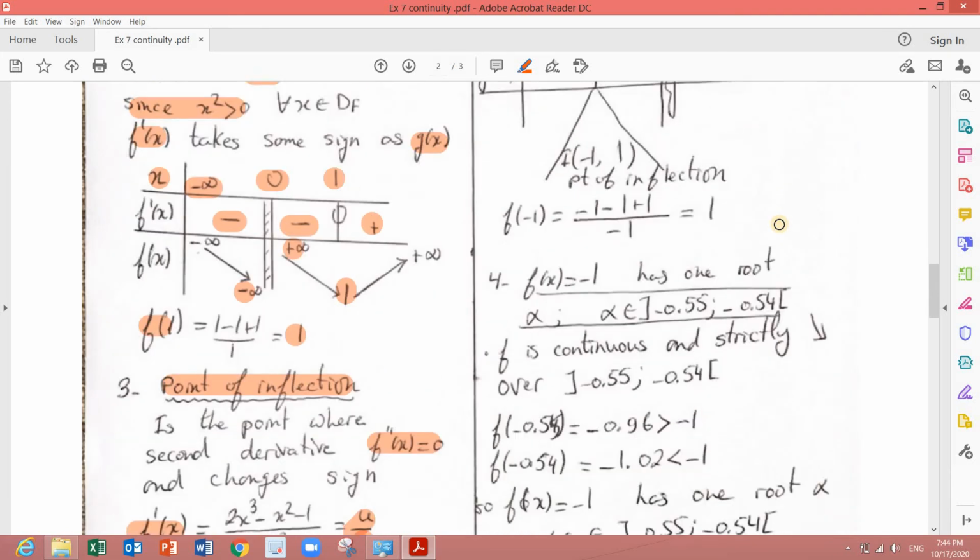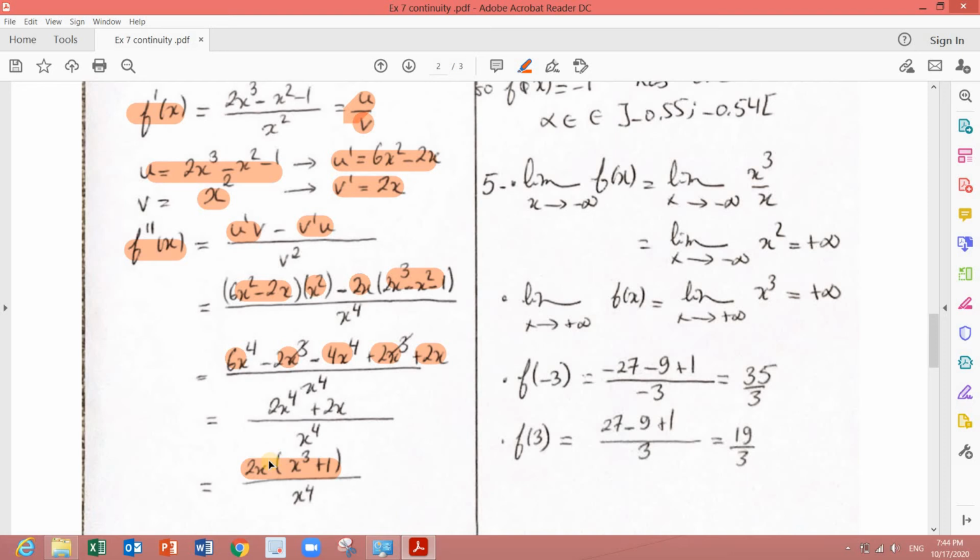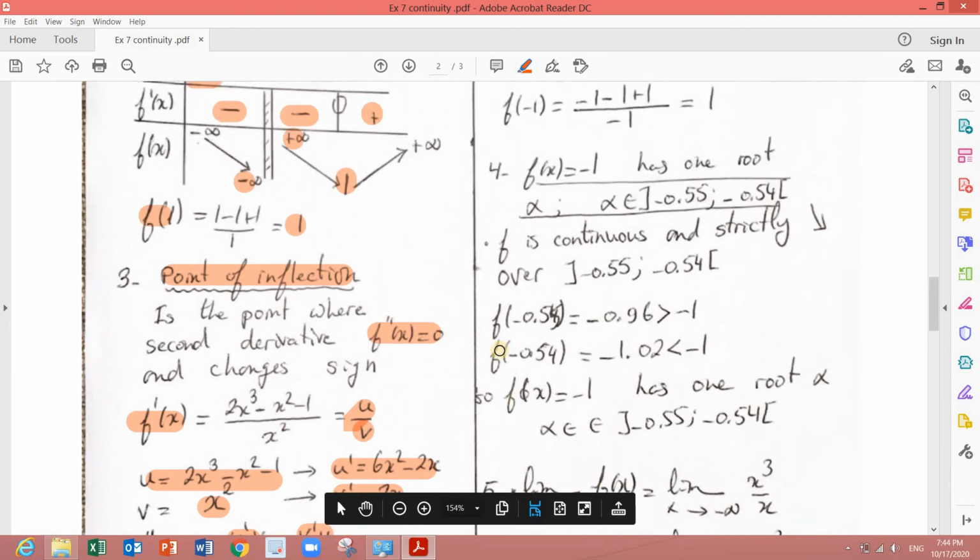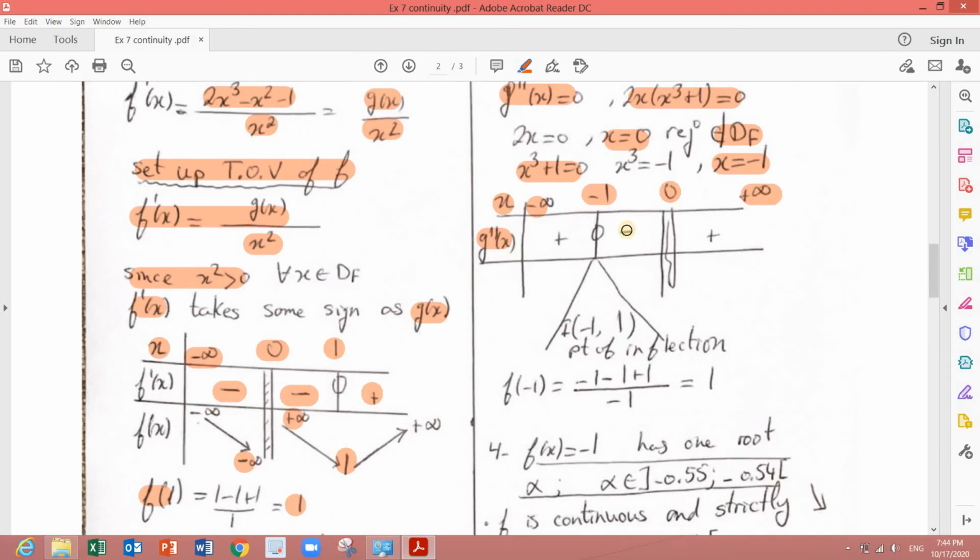Now, if you notice the second derivative, it is 2x into x cubed plus 1. So between minus 1 and 0 it is negative, and outside it is positive. So here the second derivative changes sign. We say here minus 1. To find the value of y, I replace minus 1 in the function by calculating f of minus 1, which is 1. Minus 1, 1 is called the point of inflection, the point of changing the sign in the second derivative.